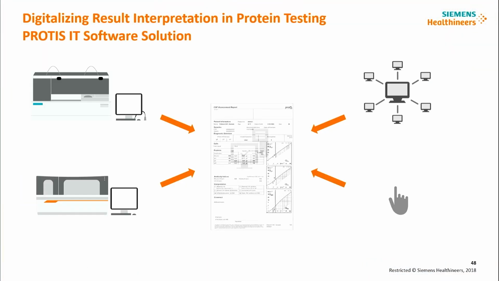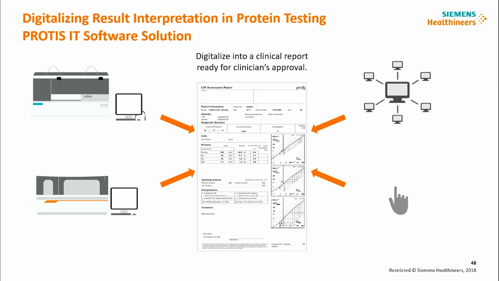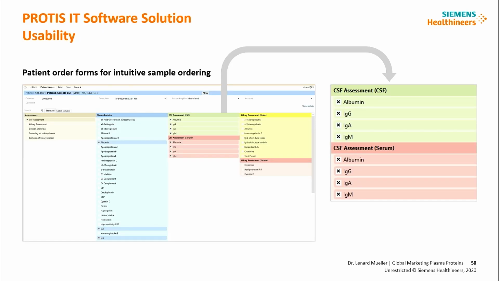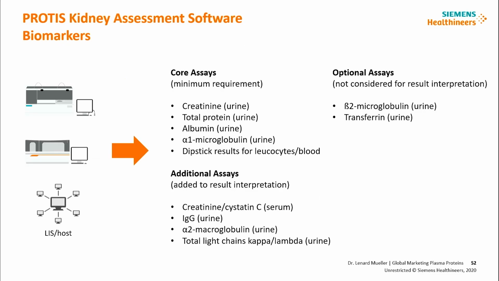And last thing, I know the time is short, I will go fast in this part, the decision support software that can introduce 4 different assessment kits, CSF, and it relies on ordering the profile. The machine will take the order through the LIS, and then the samples will run, then it will send the result to the process software. It will analyze the result and give you a very nice report.